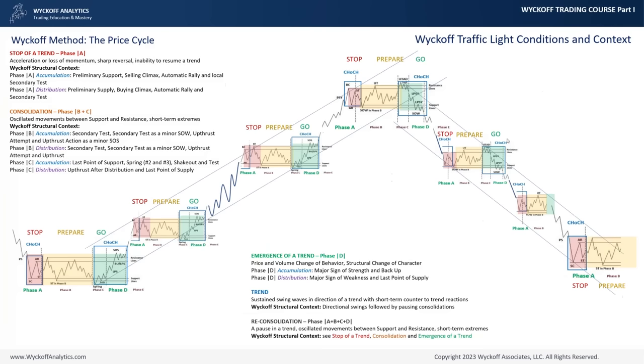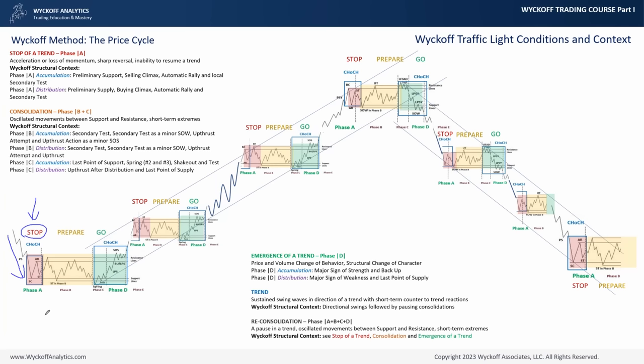And of course, life is much more complicated. The markets are definitely much more complicated than a simple price cycle model. So here is an extension of that with even more details. And as you could see, I have the traffic light here, the red, yellow, and green. So I'm dividing the whole trading range into three portions. The first part of the trading range is all about stopping. What are we stopping? The previous trend.